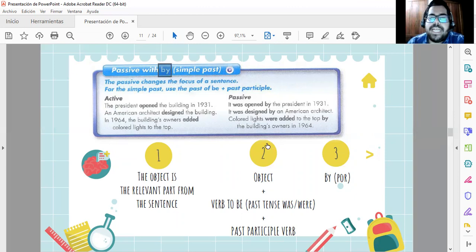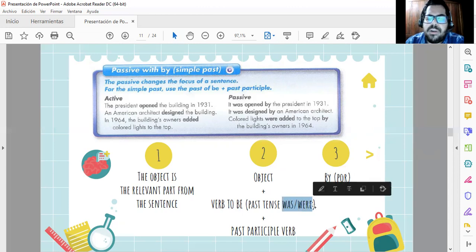Okay, so take a look, guys. This is the structure. Object. I told you how to obtain the object: you ask what to the verb. So we have the object of the sentence at the very beginning. Then we have the verb to be. Teacher, yes. In past tense. Was or were.